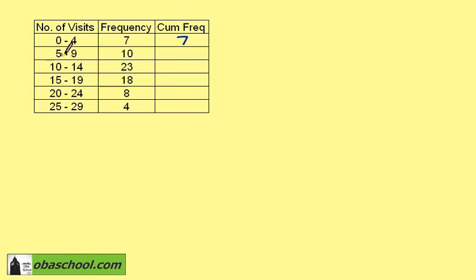We now consider the 5 to 9 class, which has 10 pieces of data in it. The cumulative frequency is 10 plus 7, which is 17. This is the amount of data from the beginning of the 0 to 4 class to the end of the 5 to 9 class.